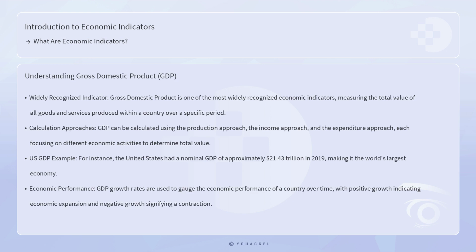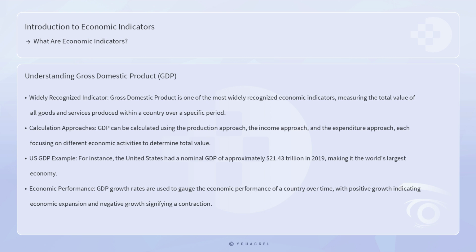Gross domestic product is one of the most widely recognized economic indicators. It measures the total value of all goods and services produced within a country over a specific period, usually a year or a quarter. GDP can be calculated using three approaches: the production approach, which sums the value added at each stage of production; the income approach, which sums all incomes earned by factors of production; and the expenditure approach, which sums all expenditures made for final goods and services.